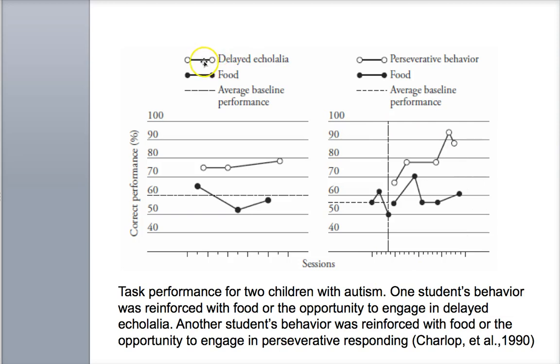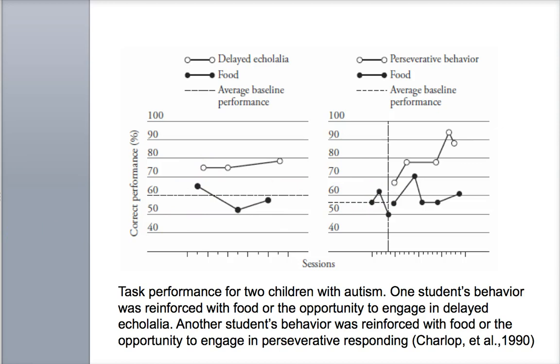And the first thing that you'll notice is that the open circles for both children are the reinforcers that involve these stereotypic behaviors. The closed circles are the use of food, and what we see are the average performances. And we have baseline as the dotted line. So here we have right below 60%, we have our baseline, and for the other child around 55 or 56%. And what you'll notice right away for both children is that they actually acquire these educational activities faster and with greater percentages using these stereotypic behaviors as reinforcers rather than food as a reinforcer.